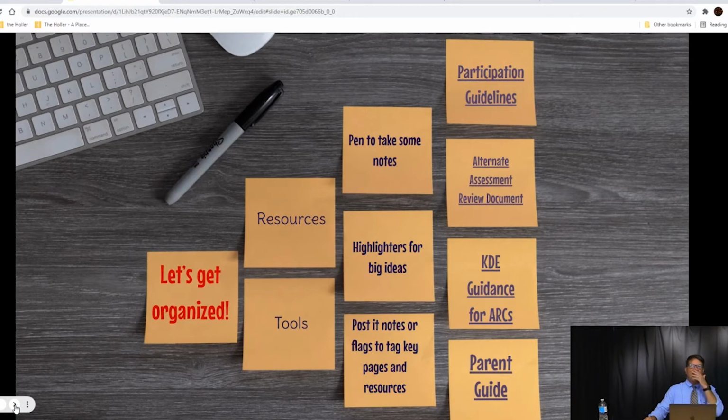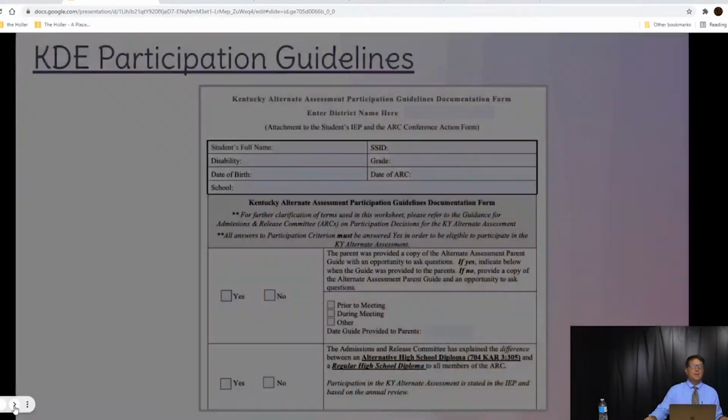So let's get organized. You may need some pen to take some notes. You might need a highlighter. If you've previously run off these things that we have linked, we have the participation guidelines, we have the review documents, we have the parent guides, we have some of our own tools that we've created here at KBEC, and we have the KDE guidance documents for ARCs, which is very, very important as our guideline for what we need to do. And so let's think about getting organized as we proceed.